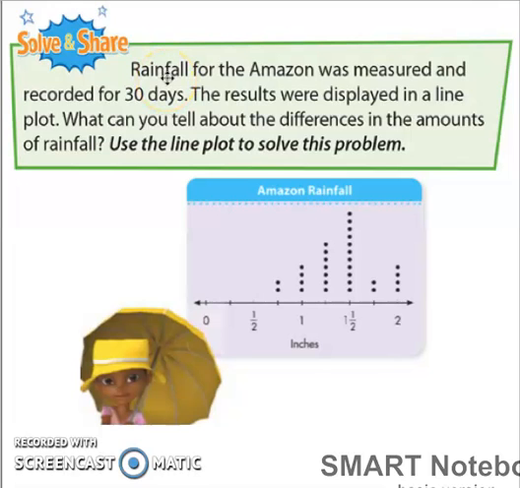Okay, so we're going to do the solve and share. It says rain for the Amazon was measured and recorded for 30 days. The results were displayed in a line plot. What can you tell about the differences in the amounts of rainfall?